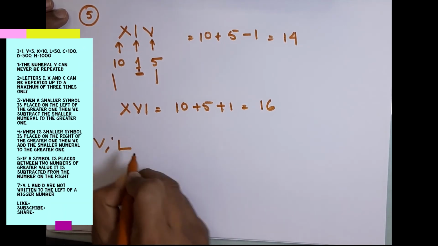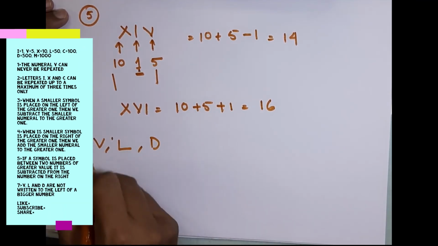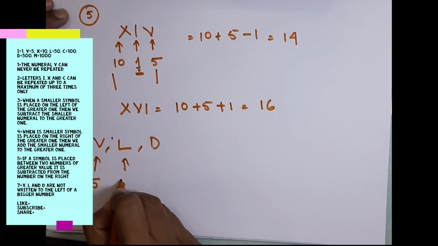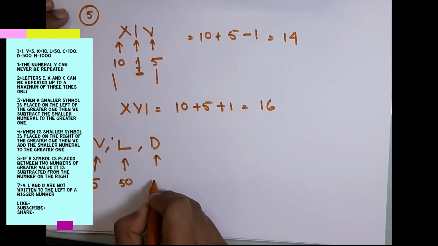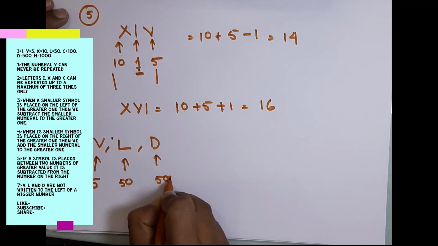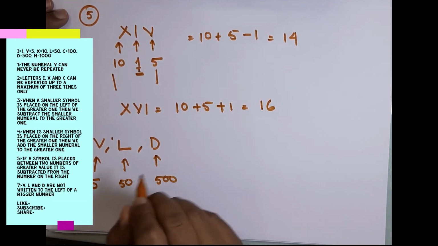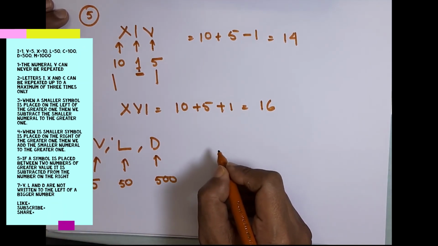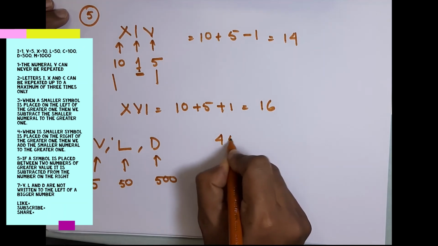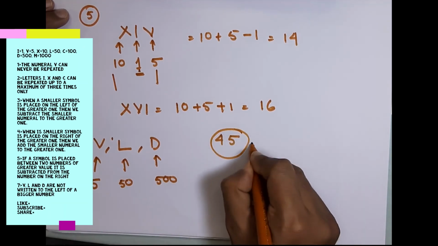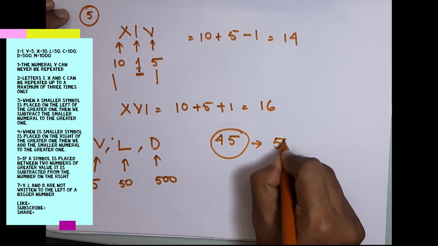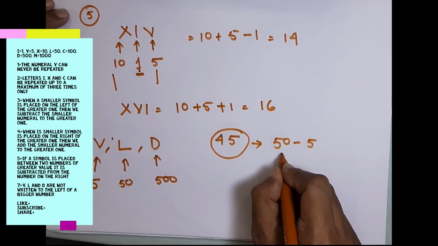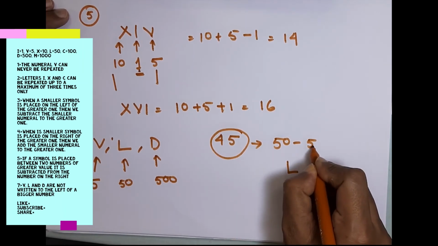V, L, and D. So what is VLD? This is 5, and the L stands for 50, and D stands for 500. It cannot be kept to the left of any bigger number. So now think of a situation where we need to represent 45. So 45 in Roman we can write as 50 minus 5, right? So what is 50 minus 5? 50 is your L and 5 is your V.